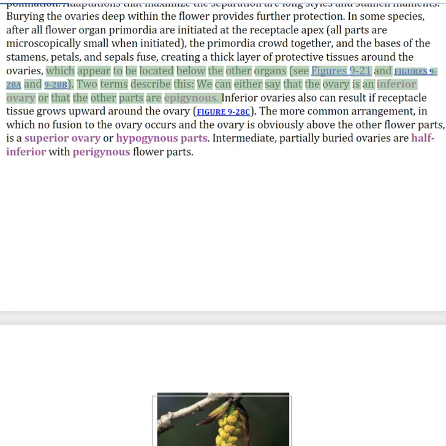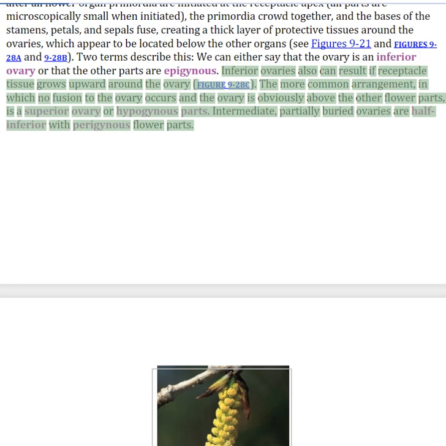Two terms describe this. We can either say that the ovary is an inferior ovary or that the other parts are epigynous. Inferior ovaries also can result if receptacle tissue grows upward around the ovary. The more common arrangement, in which no fusion to the ovary occurs and the ovary is obviously above the other flower parts, is a superior ovary or hypogynous parts. Intermediate, partially buried ovaries are half inferior with perigynous flower parts.